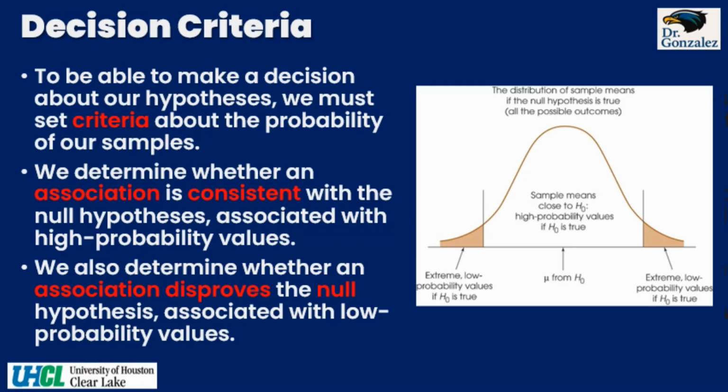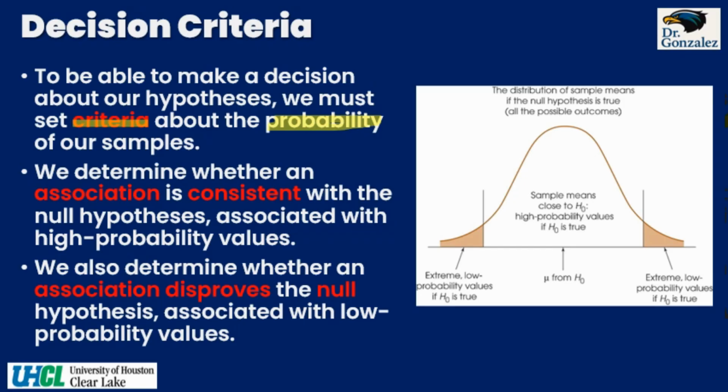When it comes to hypothesis testing, we've got to have specific decision criteria. We're going to run a statistic, and from that statistic, we need to know what kind of decision we're going to make in reference to the null and the alternative hypothesis. So we're going to set a set of criteria that is related to the probability of getting a certain outcome.